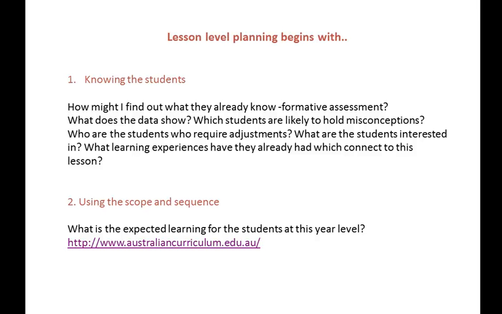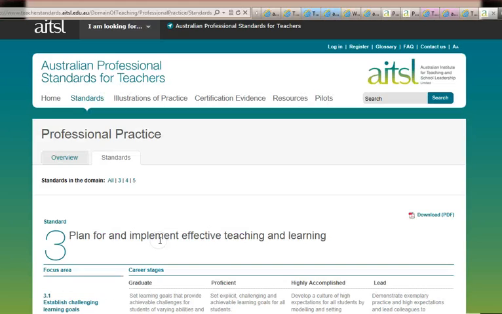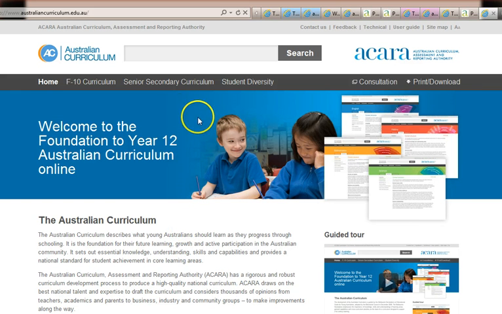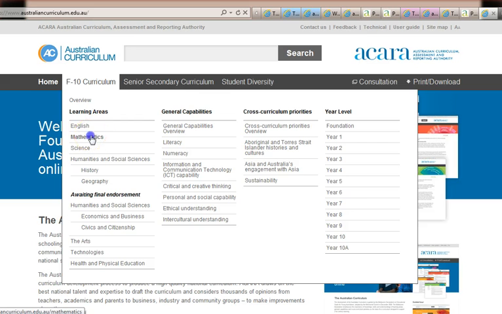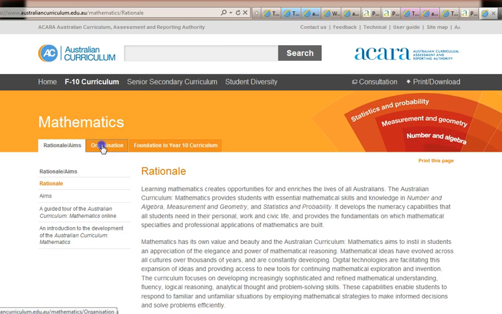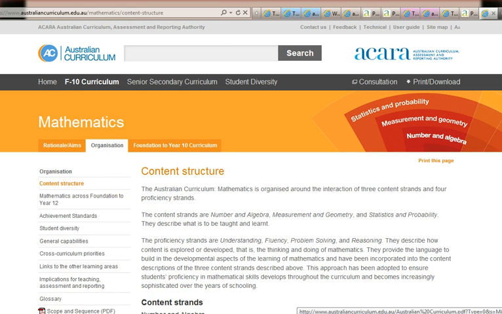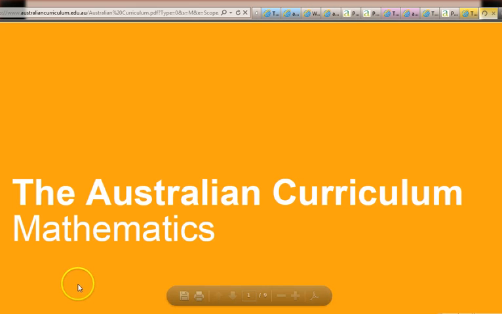Secondly, understanding the content of the curriculum for the appropriate year level and knowing how that learning progresses over the years of schooling is really important in considering what's going to be taught within the lesson. Let's take a look at how we access and use the scope and sequence. We click on the Australian Curriculum homepage, and in this case we'll look at mathematics. So we go to mathematics, click on organisation, and here we see scope and sequence.